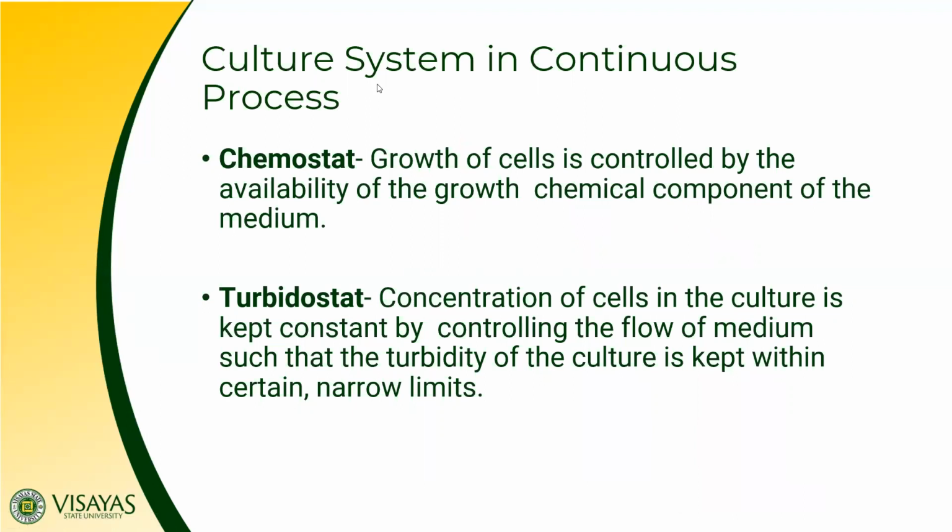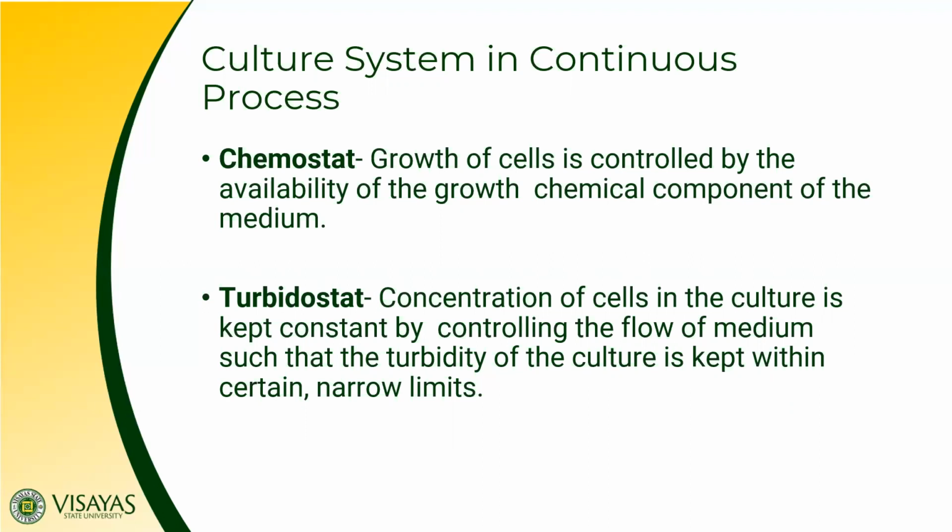Okay, there are also different kinds of culture systems in the continuous process. Number one is called the chemostat, and the second one is the turbidostat. Okay, what is the chemostat? The chemostat is the growth of cells that are controlled by the availability of the growth chemical component of the medium. So the monitoring control of this is the growth chemical of the medium, a particular chemical of the medium.